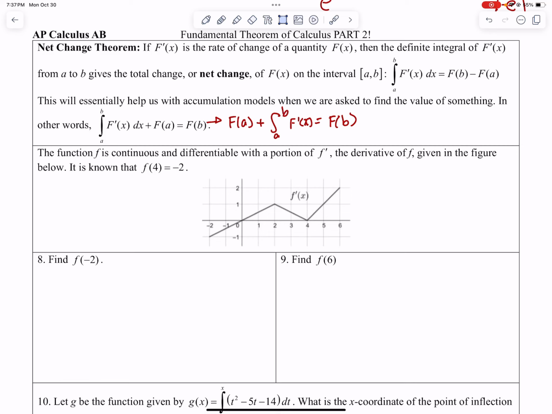Alrighty, in this video, we are going to be talking about the net change theorem. And basically, it's going to be very similar to the fundamental theorem of calculus part 1 in terms of taking the integral from a to b of big F prime of x dx. So this is my rate of change. That's going to be equal to big F of b minus big F of a.